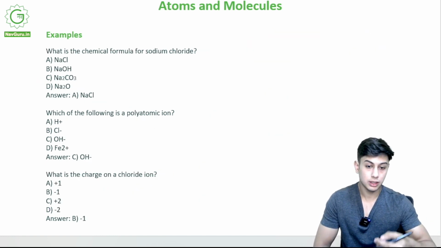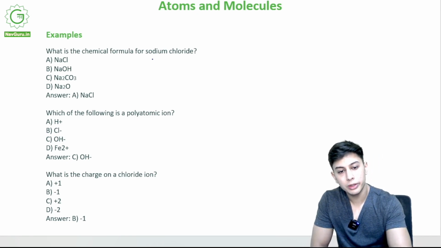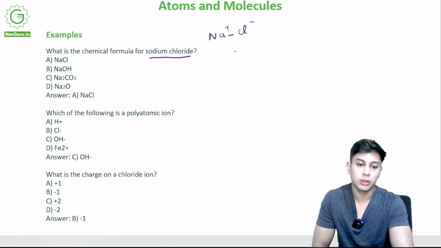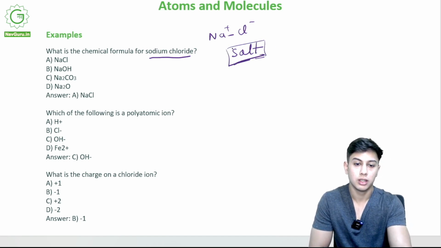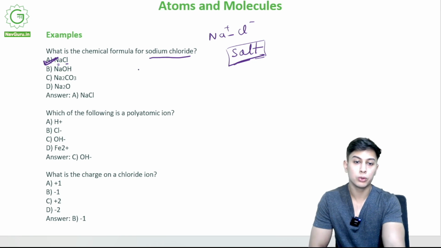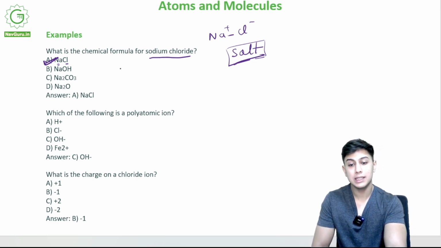What is the chemical formula for sodium chloride? I told you what is sodium chloride, formed by Na plus and Cl minus ions. Sodium chloride is also the salt that we eat, that we put in our foods. Salt. What is the formula? NaCl. Sodium and chloride. If you know the elements, the names, the symbols, you can just see and say.